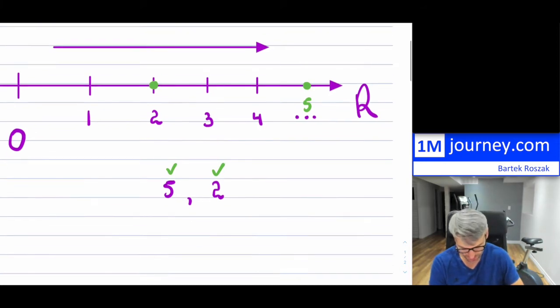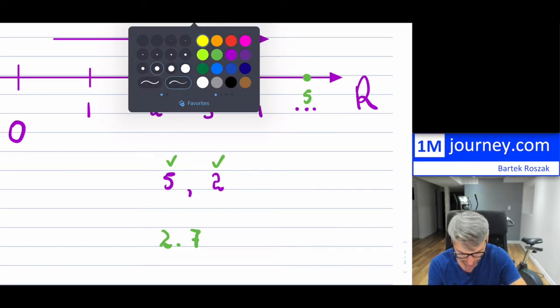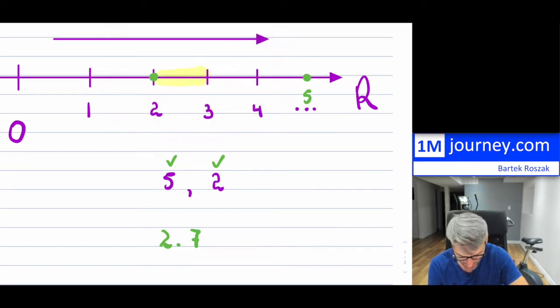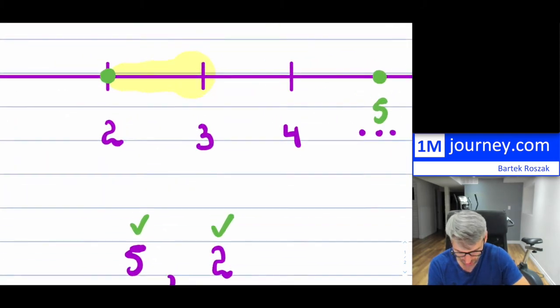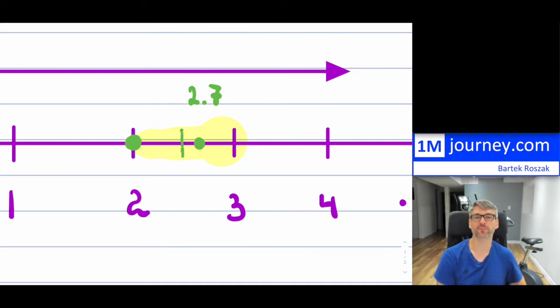Now, if they're decimals, for instance 2.7, then we are starting to guess a little bit. But we do know that it's going to lie somewhere between this 2 and this 3. If I zoom in, I can approximate: this is around half, so 2.5, and 2.7 is probably a little closer to 2.5 than it is to 3, and then I can label it as 2.7.